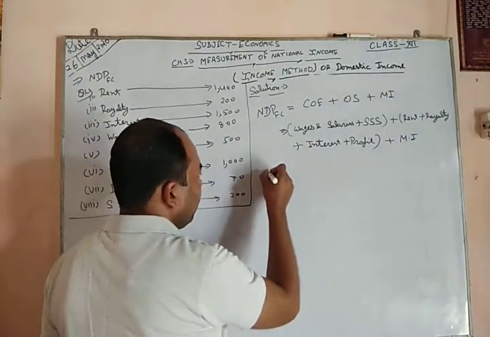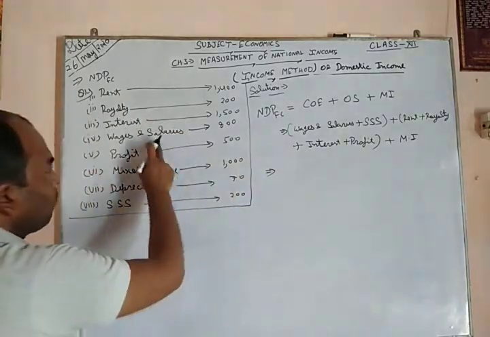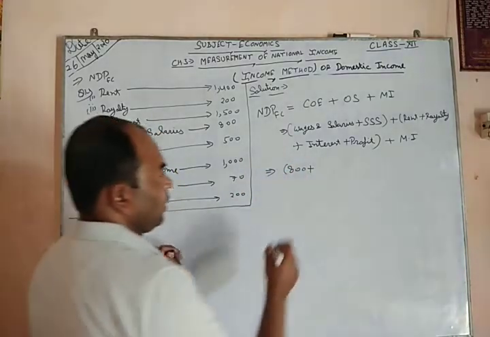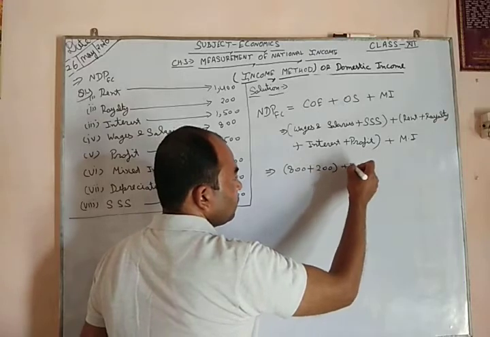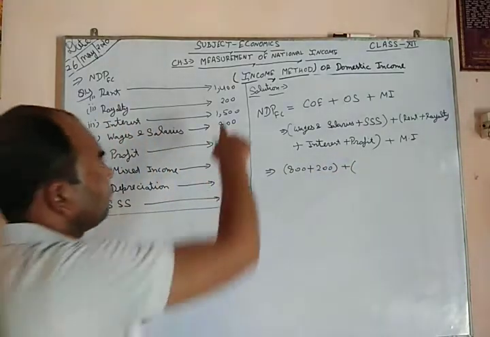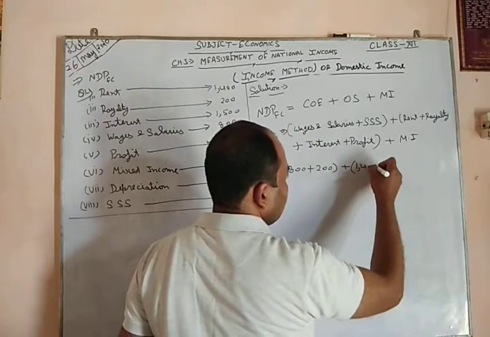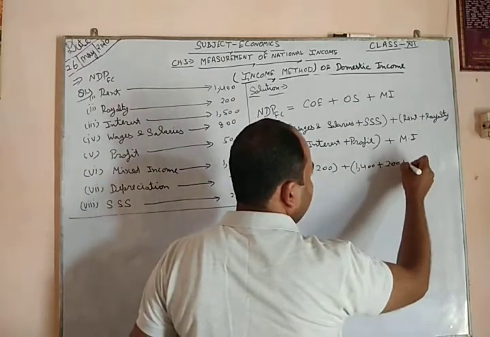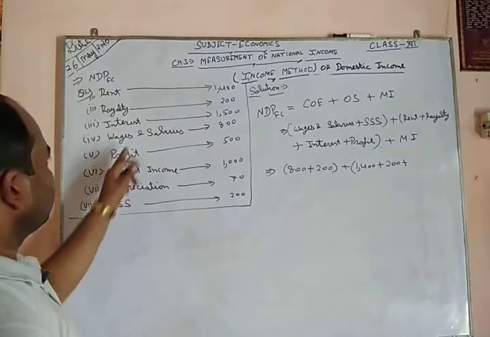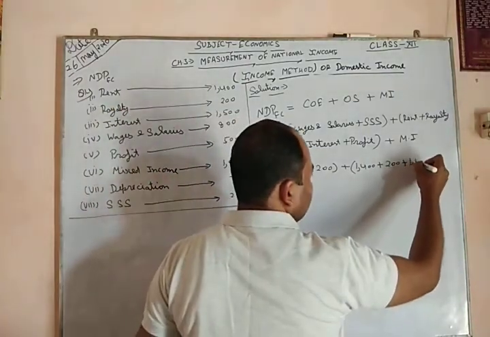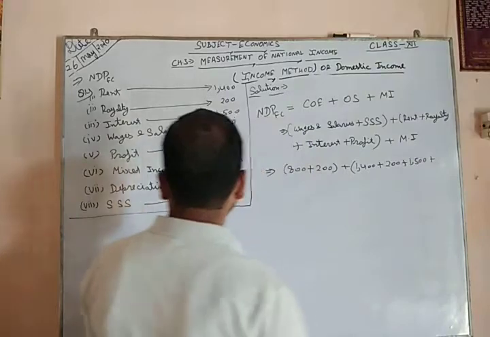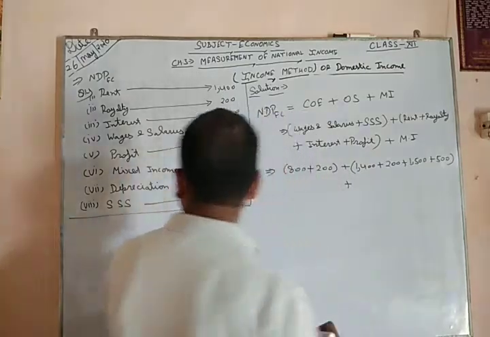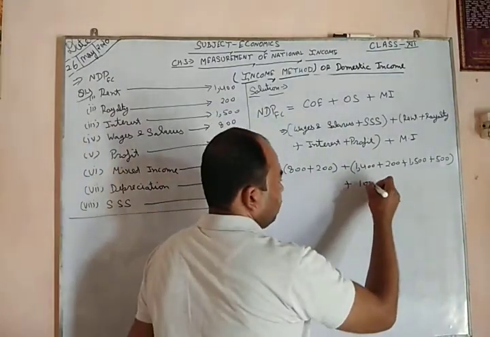Now put the value. NDPFC is equal to wages and salary, how much? 800, plus social security scheme 200, plus rent, how much rent? 1400, plus royalty, this is 200, plus interest, where is interest? 1500, plus profit 500, and plus mixed income 1000. It is clear to student?